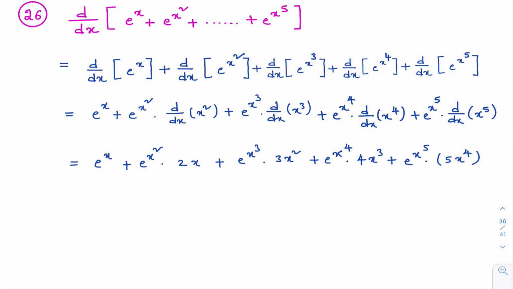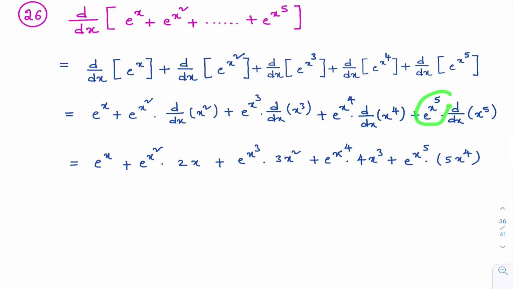Now e power x cube I write as it is. Derivative of x cube: as you know the derivative of x power n formula, derivative of x cube is 3 into x power 3 minus 1. So derivative of x cube is 3x square. Similarly plus e power x power 4 into derivative of x power 4. As you know the formula, derivative of x power 4 is 4 into x power 4 minus 1, that is 4x cube.